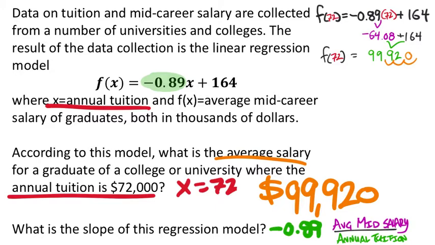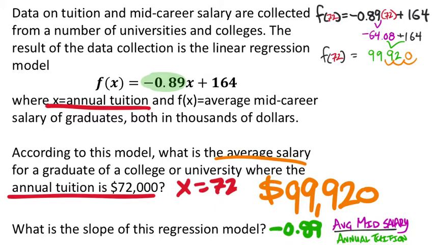Now, how would we describe this, right? Well, you'd say the average mid-career salary of graduates, if you were to describe it, now that it's asking for that, you'd say it goes down $890 as annual tuition increases by one, that'd be 1 in thousands. So if your annual tuition increases by 1,000, your average mid-career salary would go down $890.